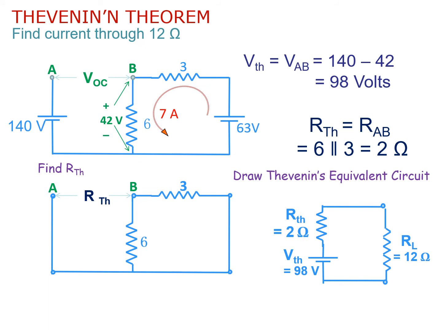Now draw the Thevenin's equivalent circuit. V Thevenin of 98 volts in series with R Thevenin of 2 ohms connected to the load of 12 ohms. Find the current. It would be 98 by 2 plus 12. You get the answer as 7 amperes.